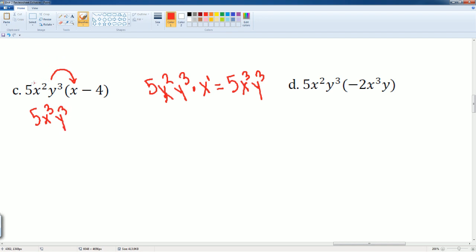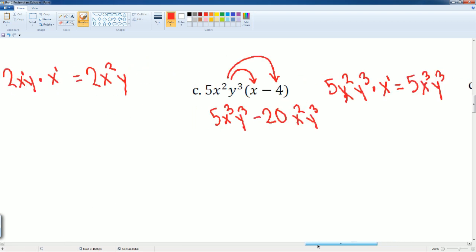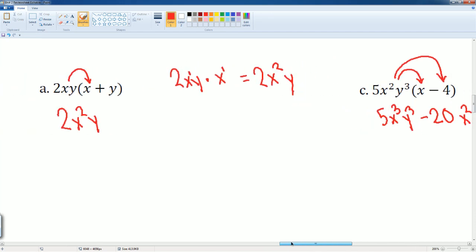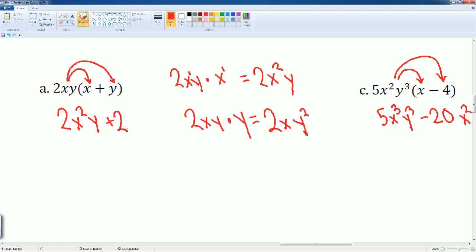Then we can distribute this into the -4. It gets us -20 x squared y cubed. Okay, so this is like the previous problem. Ooh, I forgot to do the y part here. I'm sorry. So distribute this here over 2xy times y. So 2x, there's only one x. How many y's do you see? 2 of them. So this is 2xy squared. All right.